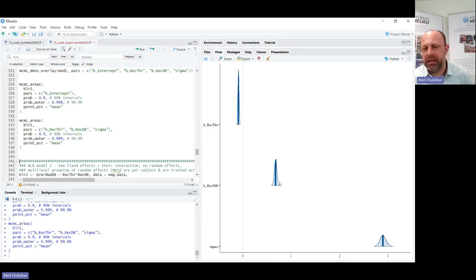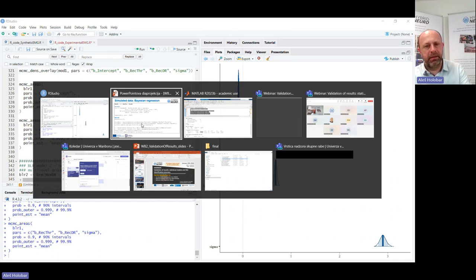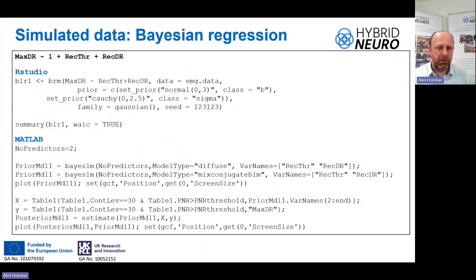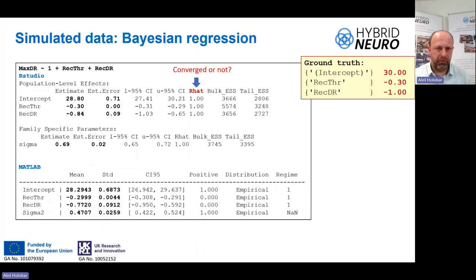So you get the results in the form of distributions. Now they are quite far away from each other, so they are very, very dense, but you can zoom in and exploit it. And then you can calculate the mean value of this distribution, and you would get the same result as the linear mixed models would provide for you.